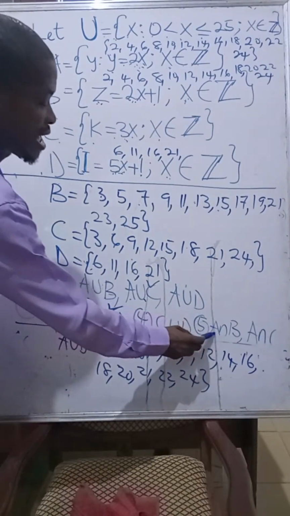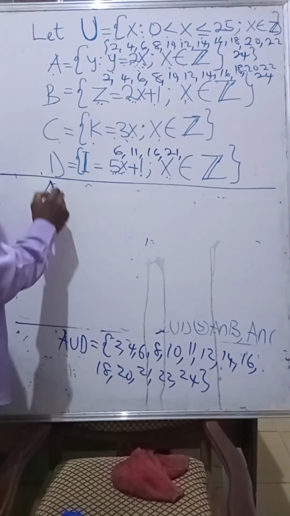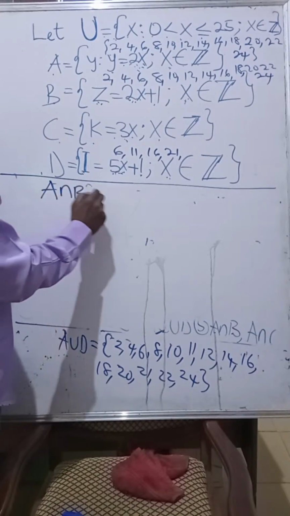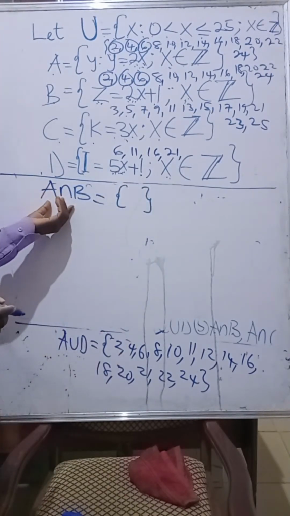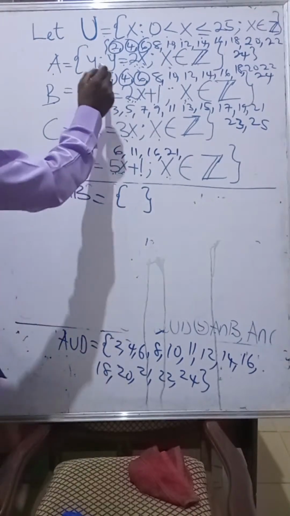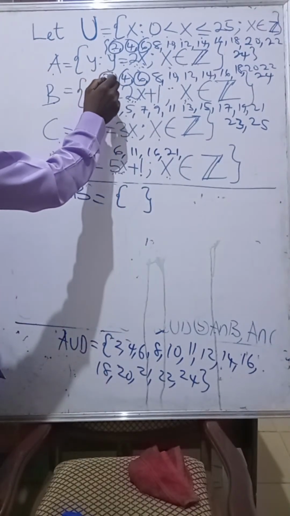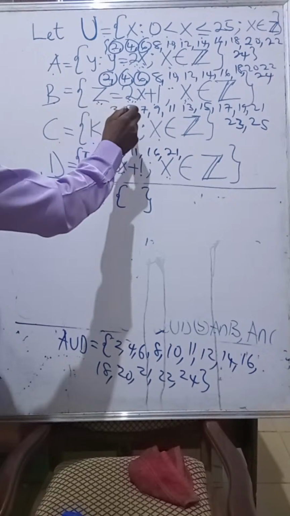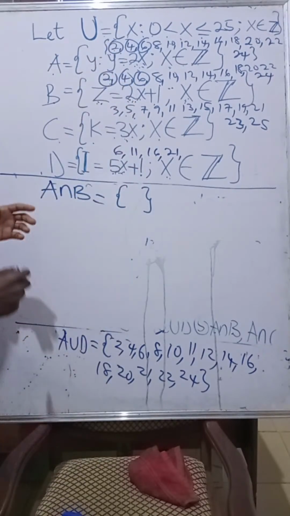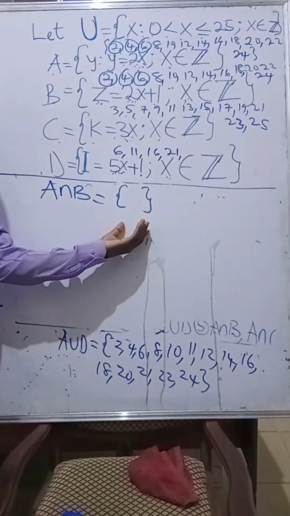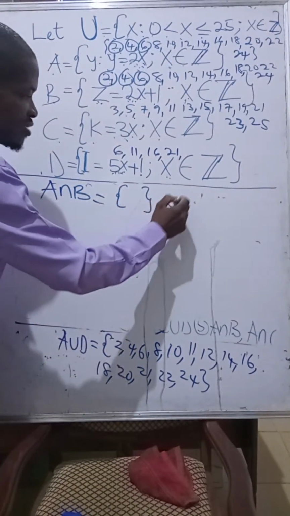So let's go to A intersect B. A intersect B is just the common elements, and there are no common elements. Set B is odd numbers, and set A is even numbers. So nothing is common there. So it's the empty set, or you can write it this way.